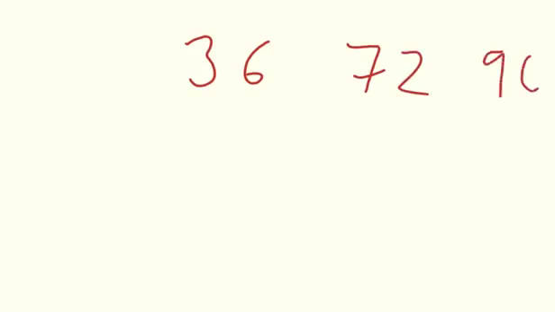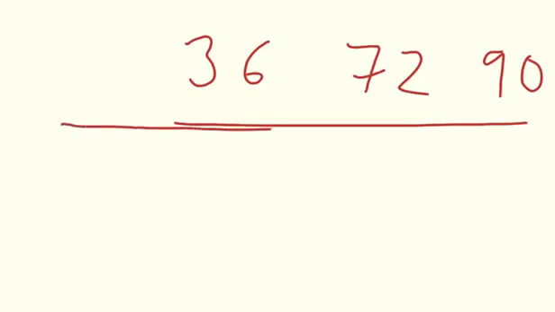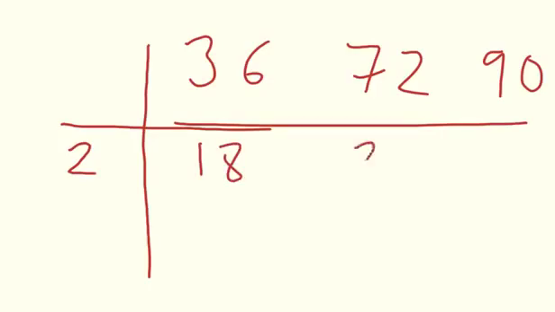Here, let's try a different one. Let's try 36, 72 and 90. This HCF LCM only works if you really know your times table, so you have to master your times table up to 12 and really know your numbers. Right, first thing I do is divide every number, because they're all even, by 2. So 36 divided by 2 is 18. 72 divided by 2 is 36. And 90 divided by 2 is 45.